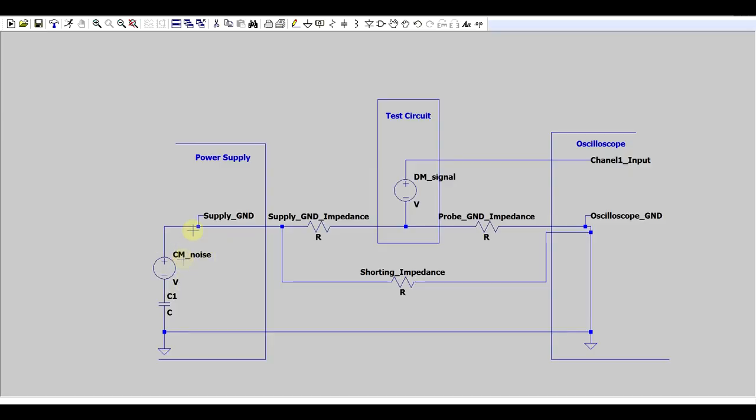Now, the common mode noise will be flowing through the shorting impedance since this is much smaller than the probe impedance. But if the supply ground impedance is comparable in size to the sum of these two impedances, then you will end up supplying your circuit through the shorting impedance and through the probe ground, which you do not want, and will lead to altered measurements. Or on the other hand, if the supply ground impedance and the shorting impedance are comparable to the probe impedance, then your measurement current path will go through these two. So both ways you end up having problems.